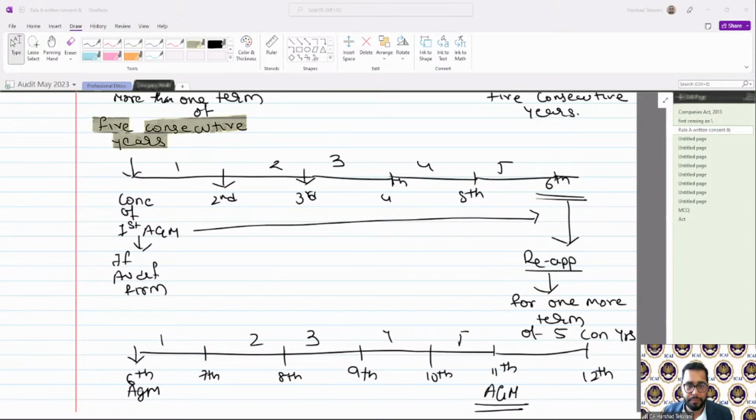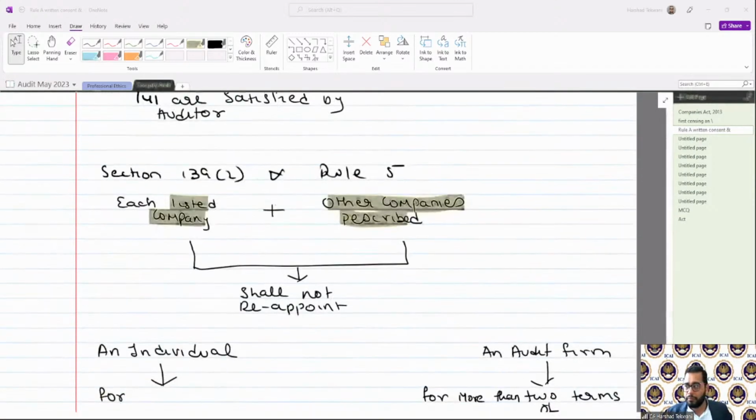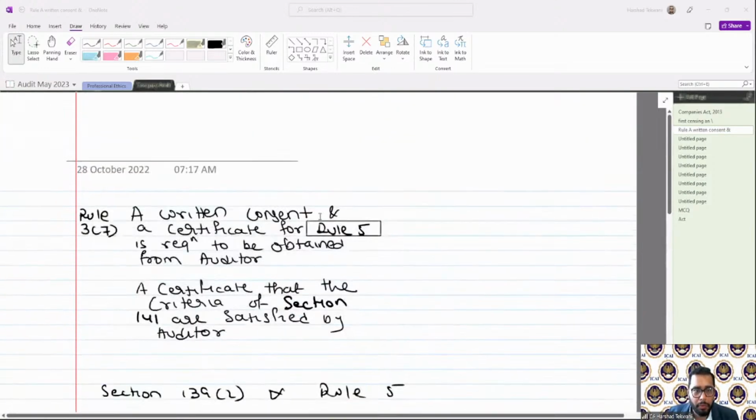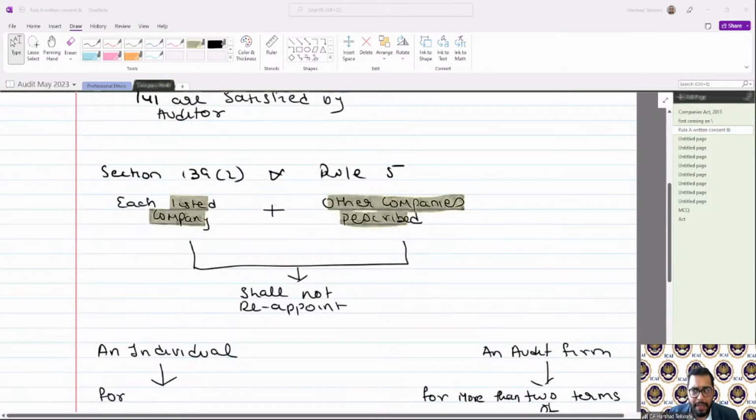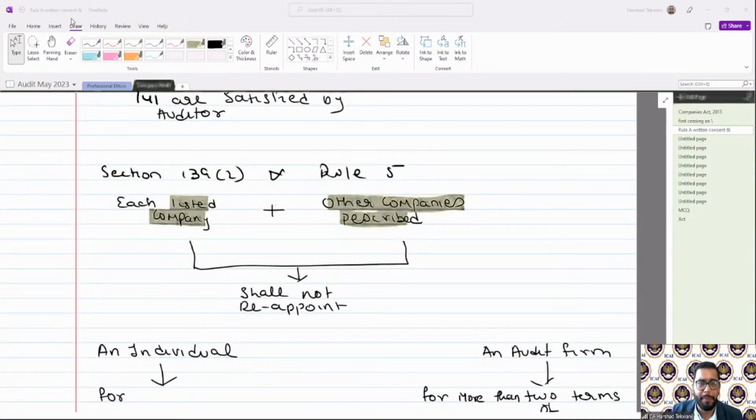Any doubt? See, it's very important to understand over here how the provision is working. Now, when I say other prescribed companies under Rule 5, what are these classes of companies that are prescribed?